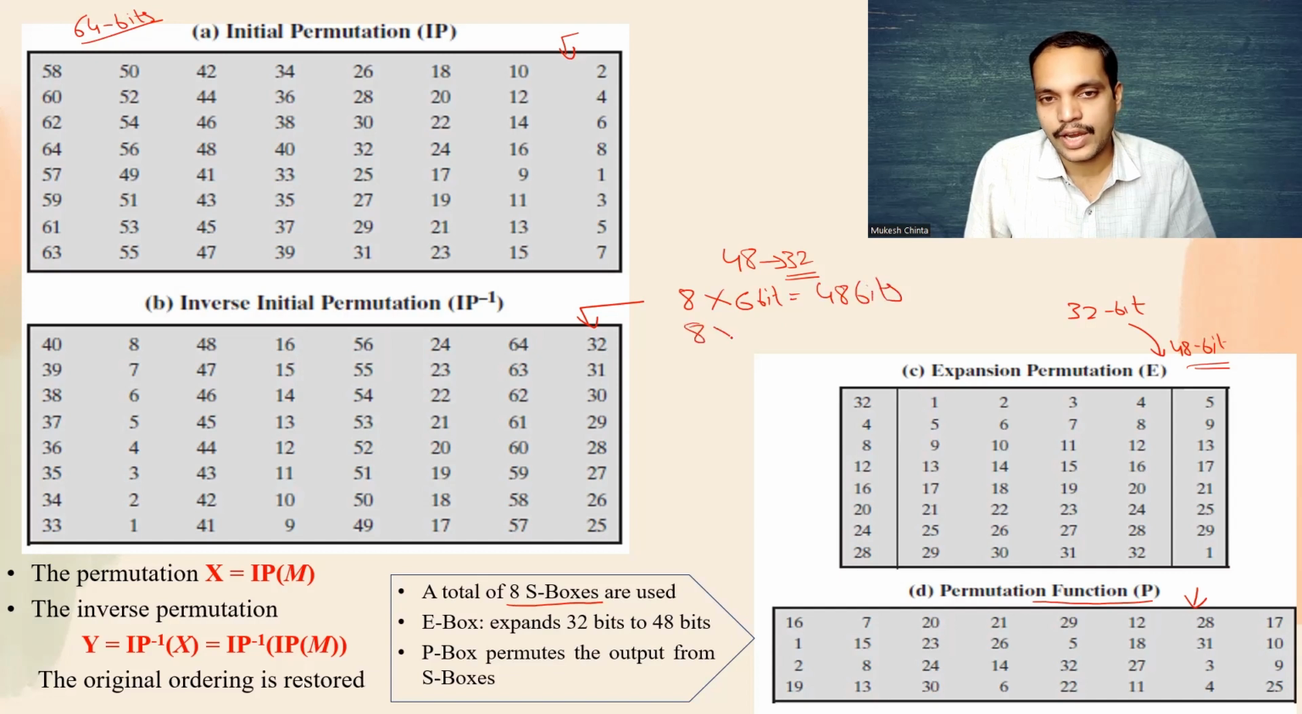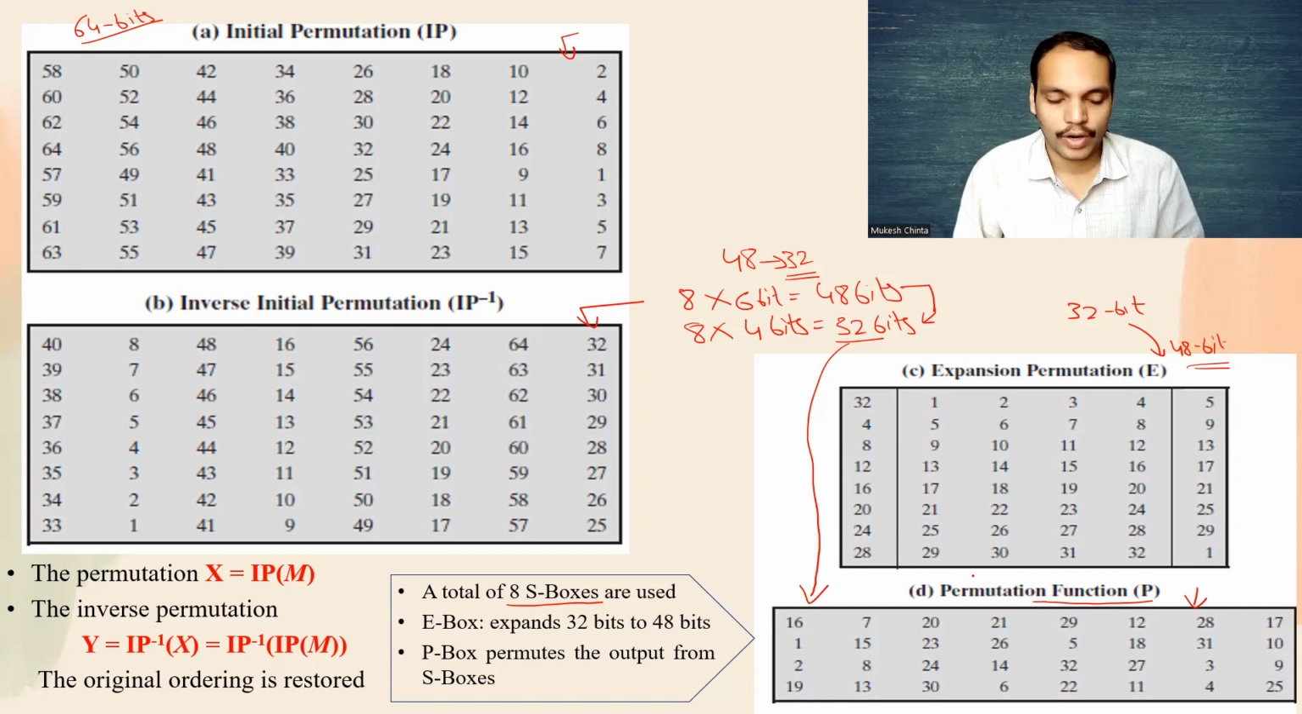Similarly, all 8 S boxes produce 4 bits as output, which is nothing but 32 bits. So we reduce 48 bits to 32 bits. These 32 bits are then subjected to the permutation function P, rearranged in this particular order, and then passed on to the next function.